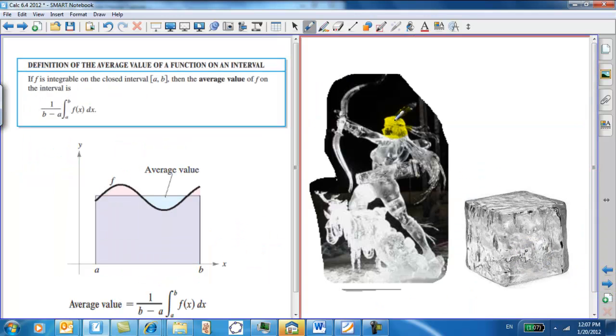It's a little like taking an ice sculpture like this, melting it down, and then refreezing it. So the height of this would be your average value. It would be the height of this new block of ice, even though we're much taller here and much shorter in some places, if you melt it all down.